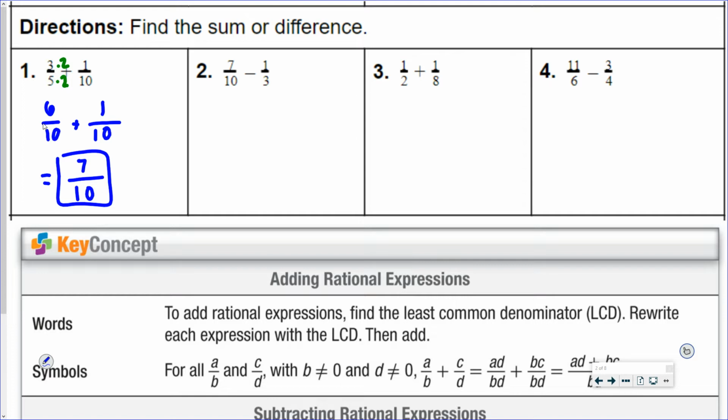Just 1 for 1. All right, I got it. 10 and 30. What would my LCD be? Oh, I just said the answer. 10 and 3 is 30. I got it.